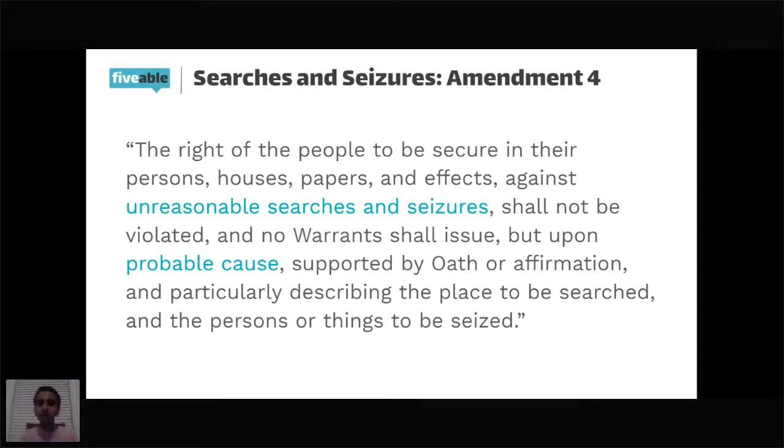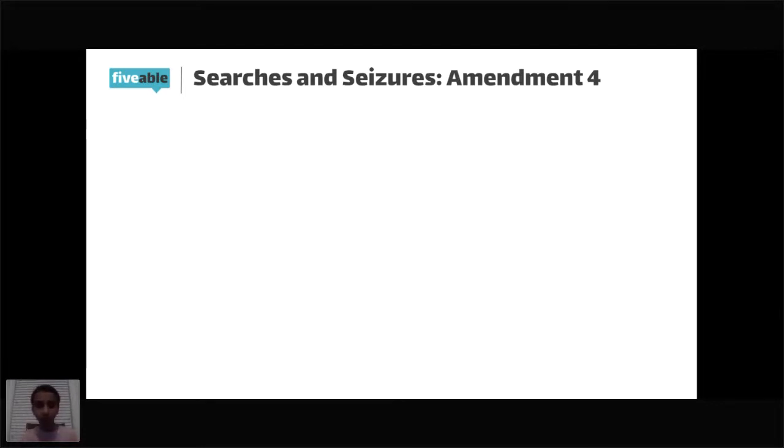What this means is that the police can't just come to your house and demand to search without a warrant and without probable cause that they have something to find. So if they think you committed a crime, they need to have what's called probable cause to enter your house and search in order to prove their case. That's what fits into unreasonable searches and seizures. And we'll go over this in detail on the next slide.